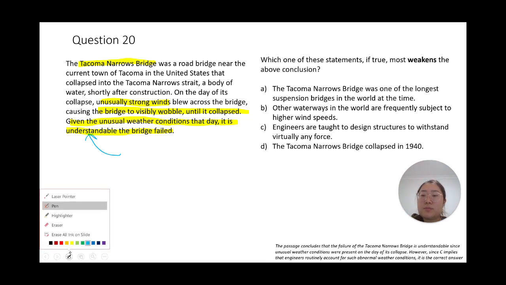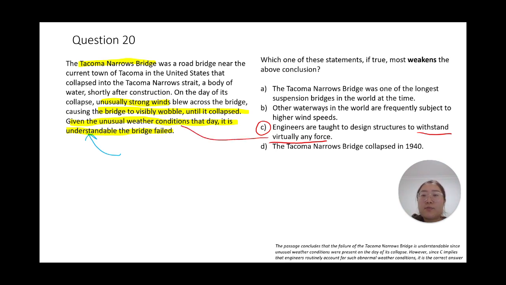Okay, it was understandable that it failed. The answer is C. Engineers are taught to design structures to withstand virtually any force. This directly rebuts the unusual weather conditions. So they're saying no matter what the weather conditions may have been, engineers should have designed this bridge to be stable enough, okay, to not fail under any conditions. So that would directly link to this argument and also weaken it the most.